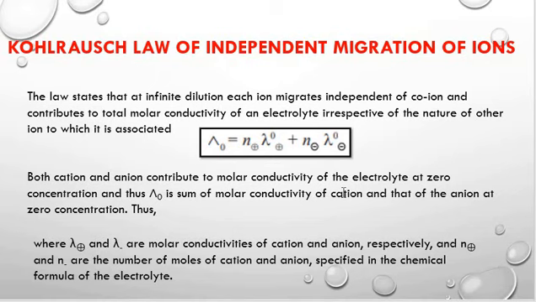So lambda naught is the sum of the molar conductivities of cation and anion at zero concentration, where lambda plus and lambda minus are the molar conductivities of cations and anions respectively, and n plus and n minus are the number of moles of cations and anions in a given formula of the electrolyte.